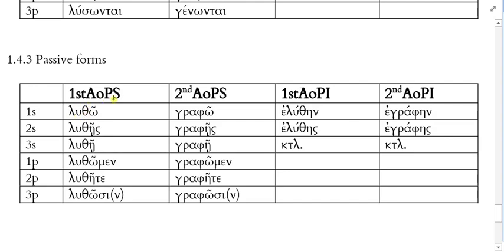And then remember, first aorist passives behave like they're what? They behave like they're active. So I'm going to use my primary active endings, not primary middle passive endings. So everybody, lutho, instead of luthomai. Okay? Luthes, luthe, and so forth.